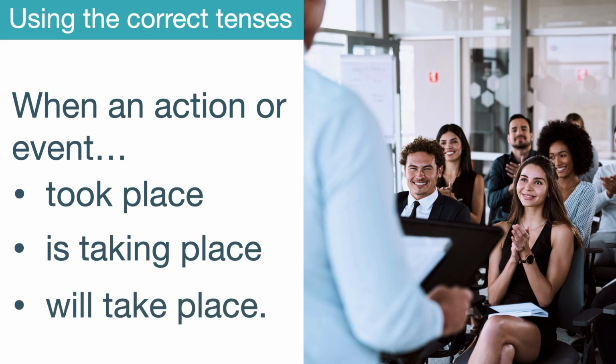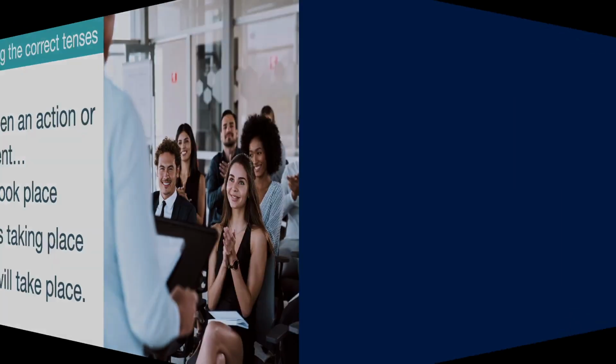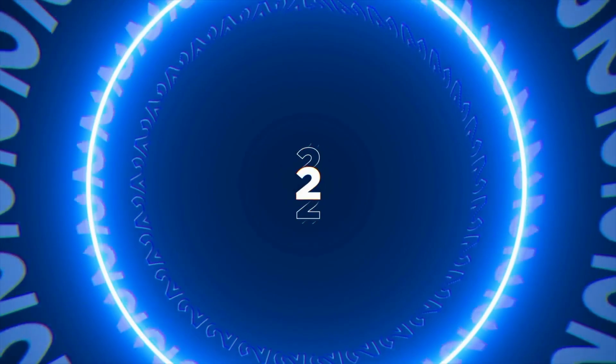This precision helps the audience understand the sequence and timing of events, preventing any misunderstandings or confusion. It allows you to share information in a way that aligns with the facts and accurately represents the intended meaning. Moving on to number 2 as to why the tenses are important.